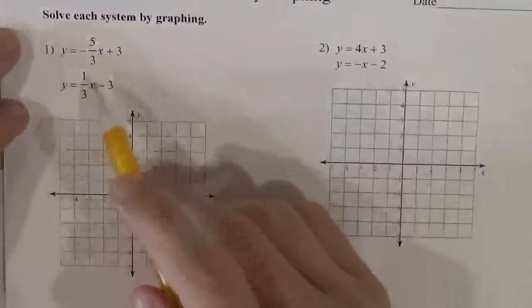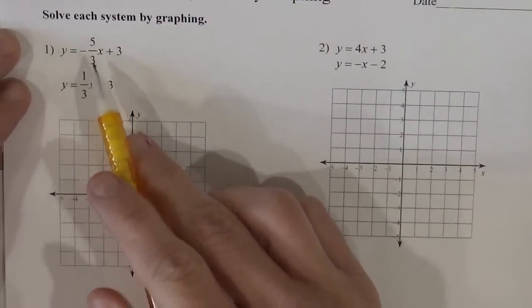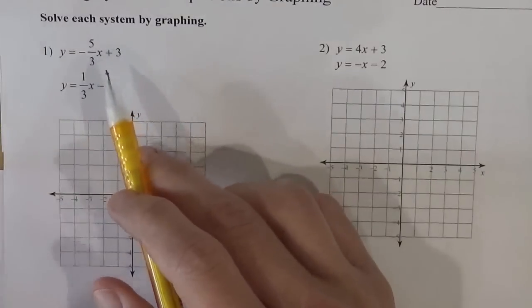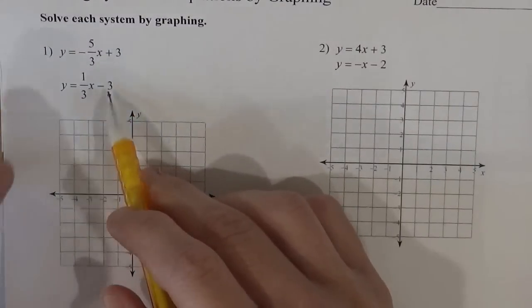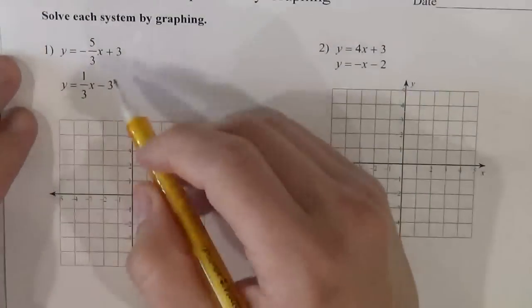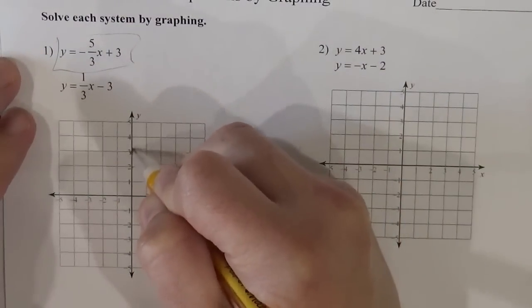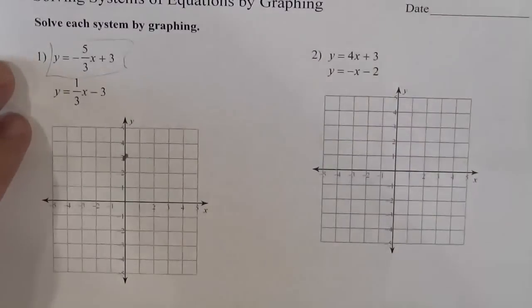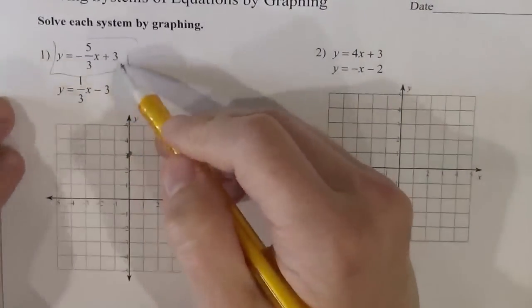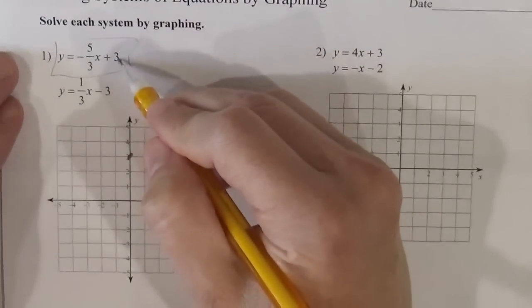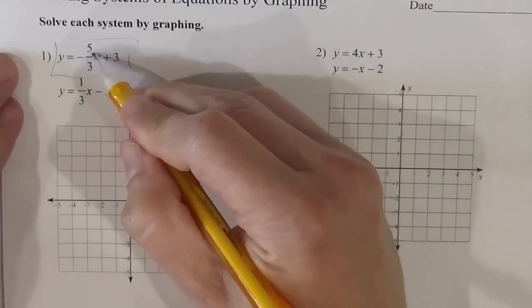So we want to find a point x and y, an ordered pair that's going to make both of these equations true. And so what we're going to do is graph both of these lines. If I graph that first one, it's a nice visual representation. It's not the most practical, but it's nice and visual. So this has a y-intercept of 3 and a slope of -5/3.